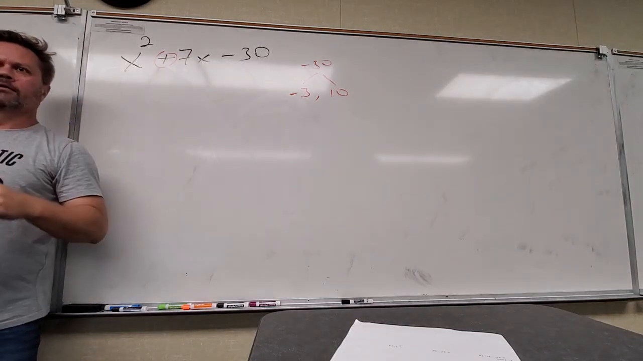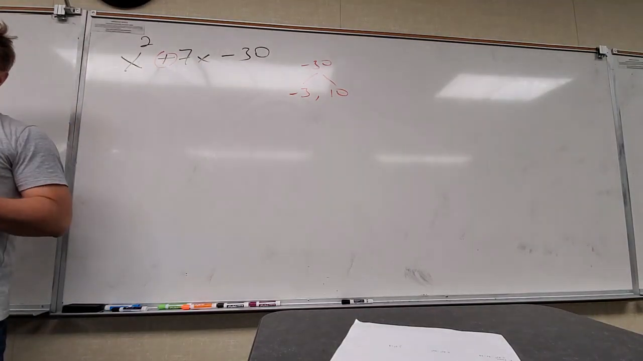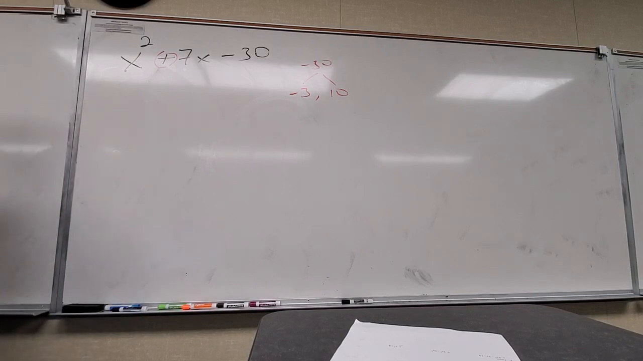Does it matter when you put it in the parentheses which number goes first? I see. What's 6 times 7? 42. What's 7 times 6? 42. That's commutativity, the commutative property of multiplication. So it doesn't matter.